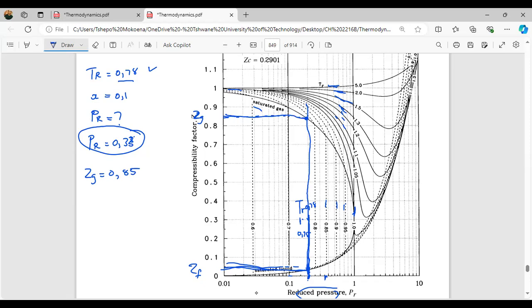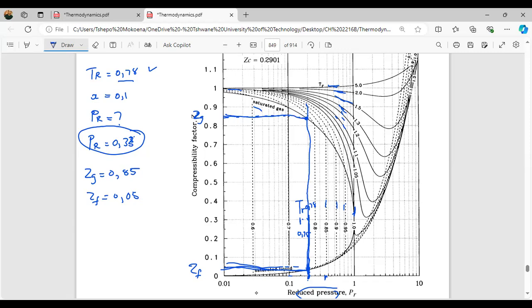Okay. Let me see. Oh, this is 0.1. So I'll take it as 0.05. Right? It makes sense. Let's see. Here we have 0 over here. Yeah, I'll take it as 0.0. Yeah. Z of the fluid as 0.05. Right? If you read it off from there.